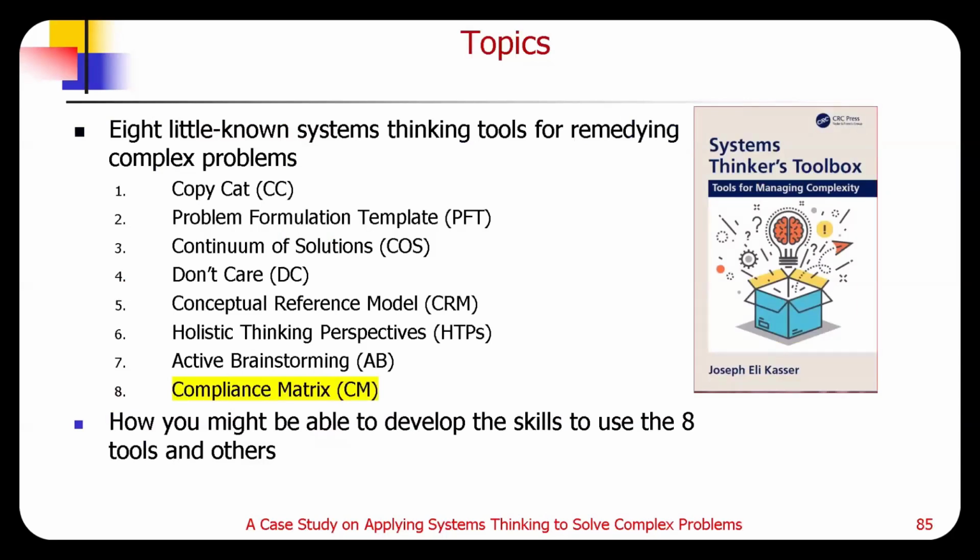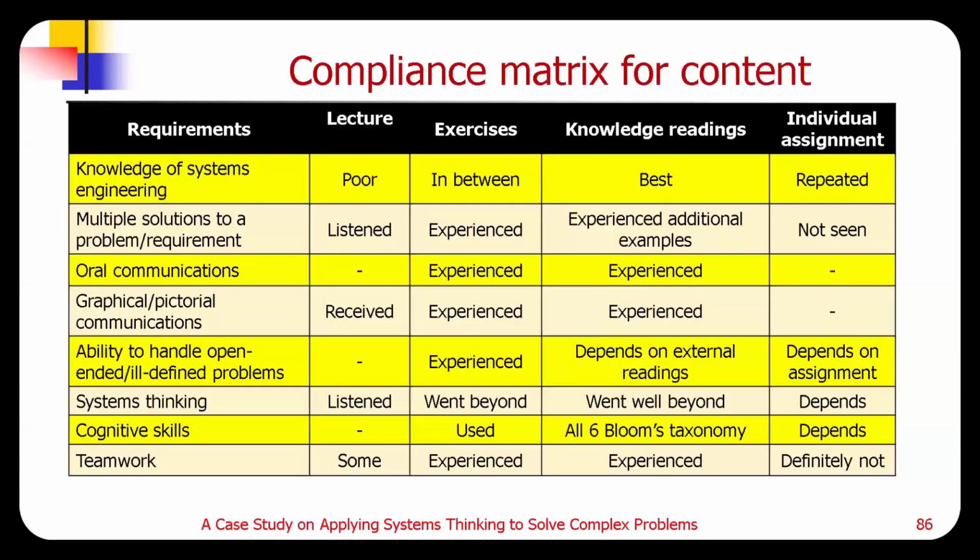Last tool I want to share is the compliance matrix. It's basically a list of requirements and where the requirements have been met. So here are the requirements: knowledge of systems engineering, multiple solutions to a problem, oral communications, graphical pictorial communications, ability to handle open-ended, ill-defined problems, systems thinking, cognitive skills, and teamwork. And you can see where each one is met in between the lecture, the exercises, knowledge reading, and individual assignment, and how it's met. Another version of the compliance matrix is a list of requirements and in which slide the students have met those requirements.